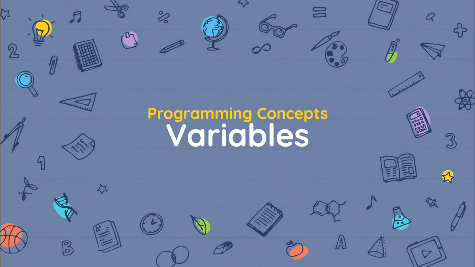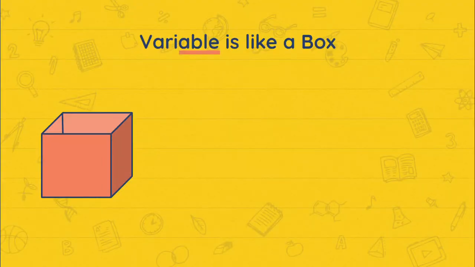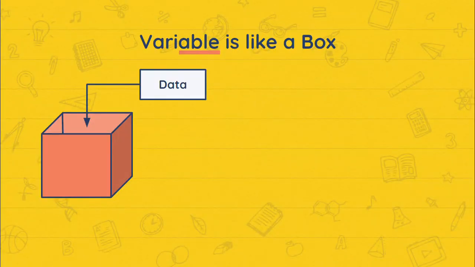Today we'll be learning the programming concept on variables. So how to visualize a variable? First, you must visualize it like a box. So a box can contain a lot of things. In our case, we will contain it with data.